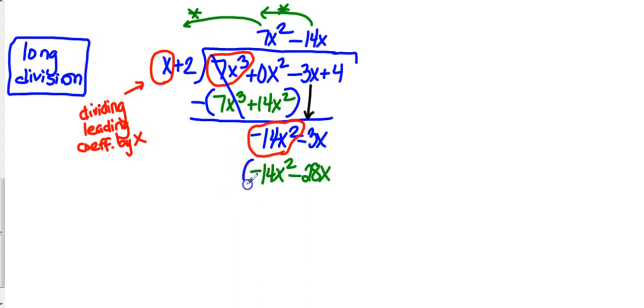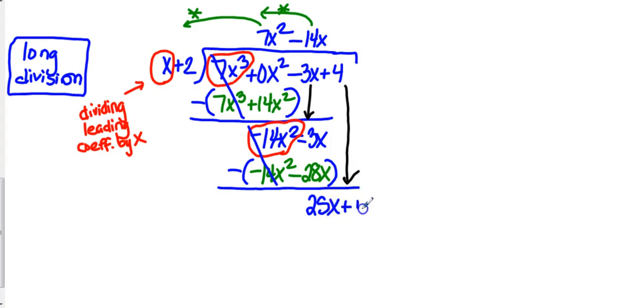And now we will subtract. Parentheses, minus. This negative negative turns into a positive, so negative 14x squared plus 14x squared is gone. Negative 3x plus, because minus minus is a plus, so negative 3x plus 28x, we get 25x. And now we will bring down the 4. In this case, plus 4.